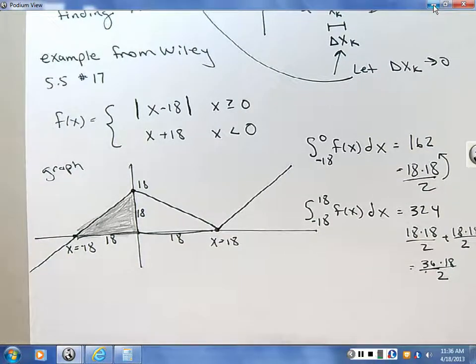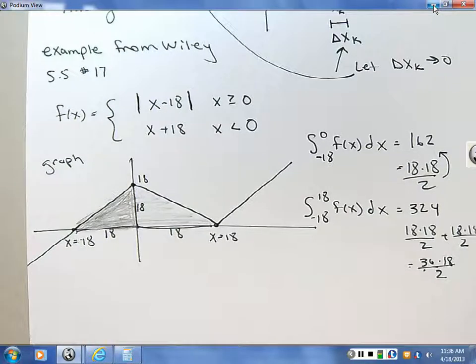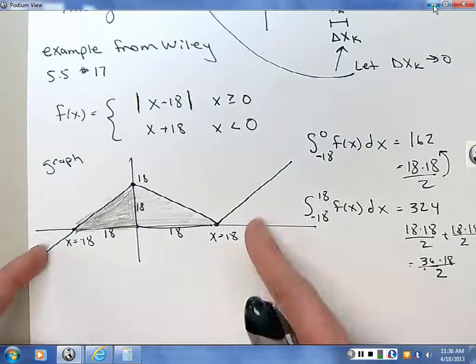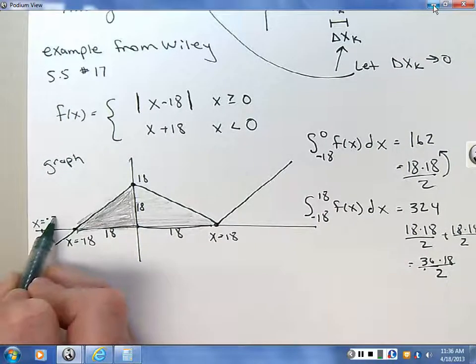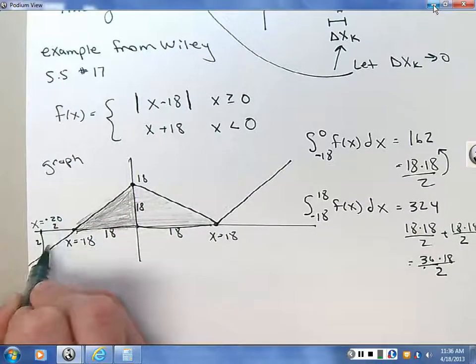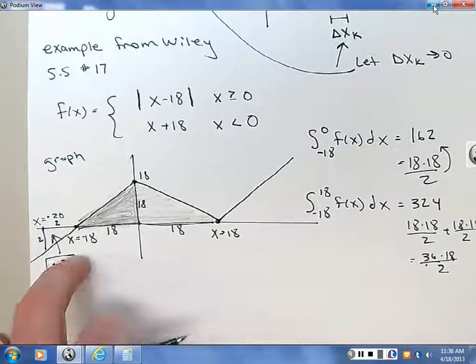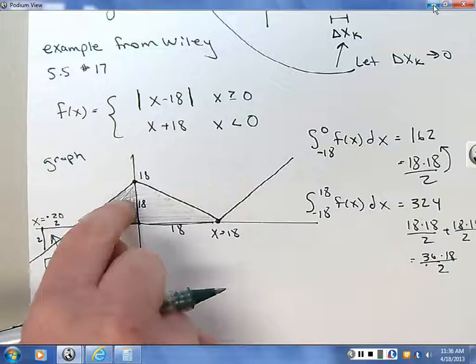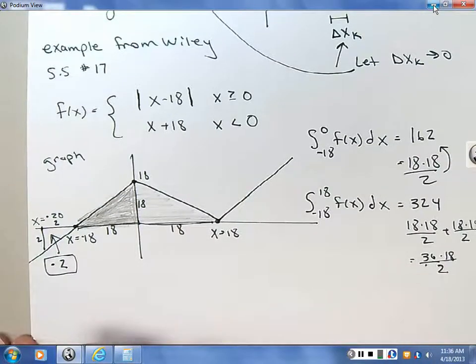Multiple ways to look at it. That would represent these two triangles. And then on Wiley, there's a couple more where you go from like minus 20 to 22. So be careful. If you plug in minus 20, minus 20 plus 18 is minus 2. So this is a triangle that has an area of 2, but it's actually minus 2 units. So I would take a positive number minus this to get the area from minus 20 to 0, or from minus 20 to 22.